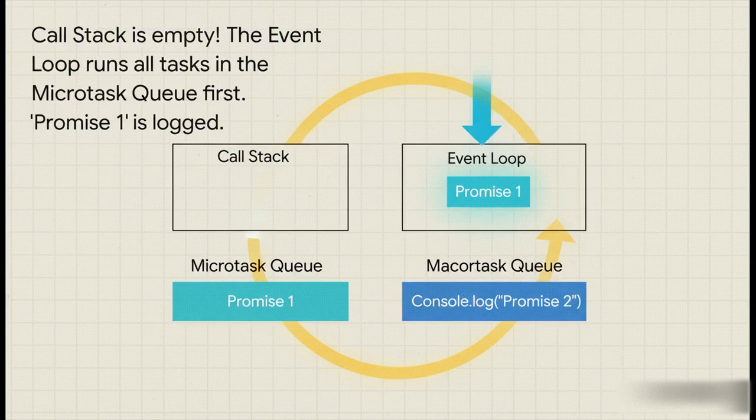Okay, so all the main synchronous code is done, the call stack is empty. Now the event loop, who is like the manager of this whole operation, steps in. And the first thing it asks is, is there anything in the VIP line, anything in the microtask queue? And in this case, yes, there is. So before it even thinks about looking at the regular line, it runs everything in the microtask queue until it's empty. And that's why promise 1 gets logged next.